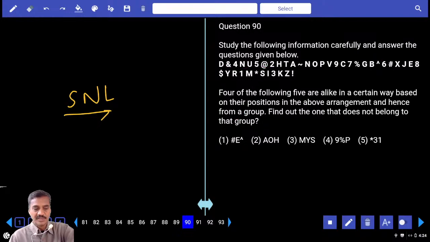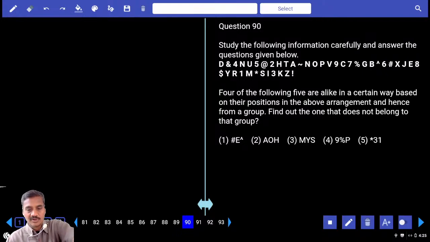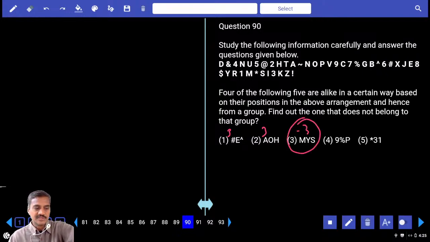And 90, 4 out of the following means odd one out. Now in this odd one out, hash and E. If you observe here, hash to E is 1, 2, 3, plus 3. Plus 3 is the difference. A and O, 1, 2, 3, plus 3. And M and Y, tell me what is the difference we have? 1, 2, 3, minus 3. Except choice 3, in the remaining it is plus 3, and here it is minus 3. Choice 3 is the odd one, question number 90.